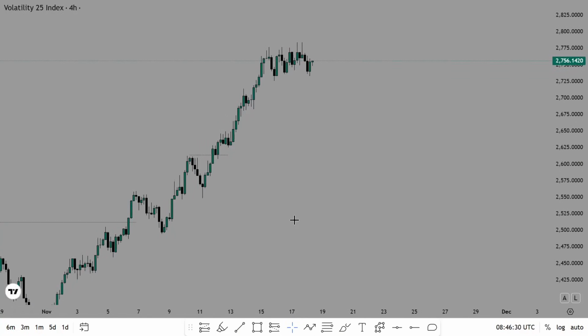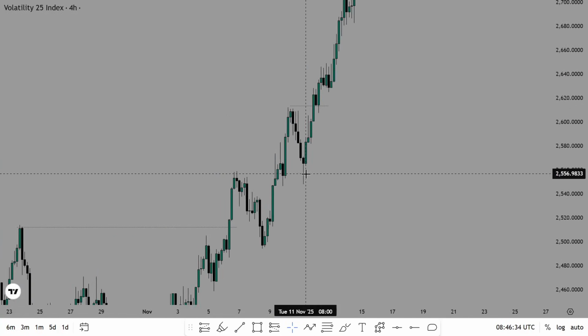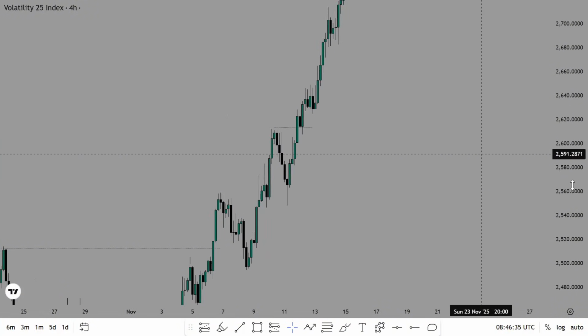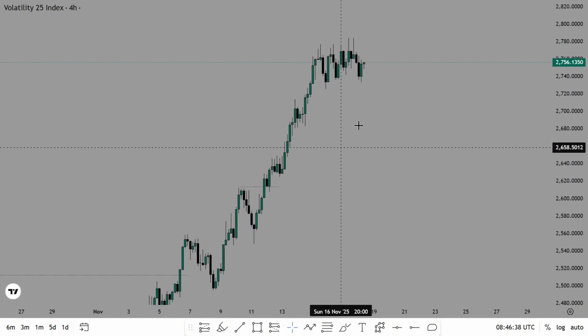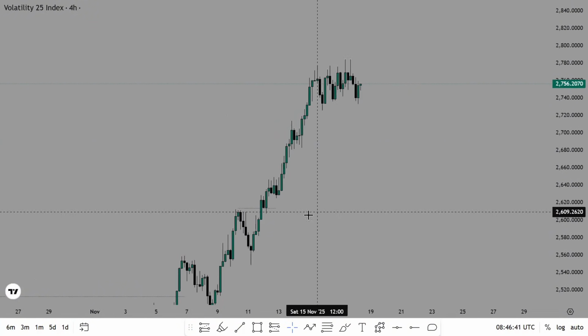Why? Because you can see that this was the last area we had a real retracement to the downside, and after that, the market has not given us a real retracement. So I am marking that out based on my mid time frame. Then the next thing I would do is go on my lower time frame and repeat the same process.